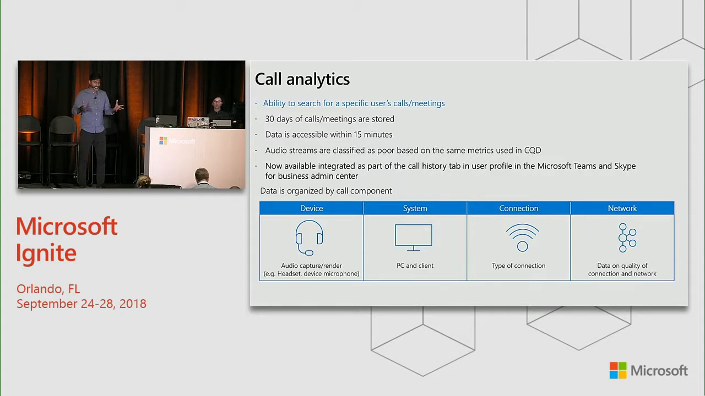And the underlying data that we collect and present here is all the same metrics that CQD uses. So all the media telemetry that we collect, we are going to base decisions on that. So audio streams, again, are classified as poor, and we will talk about that more in the next slide. But what I want to spend time on here is to slightly break down how your help desk can actually use this. So when you think about a call, think about it from the angle that it can fail at multiple points.